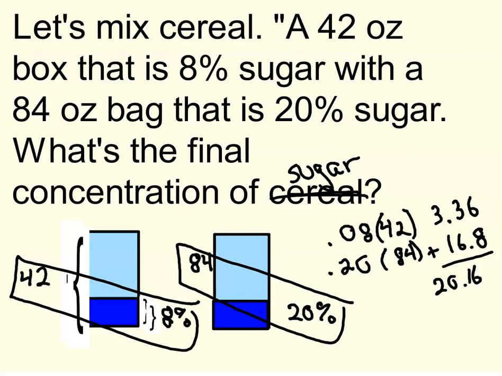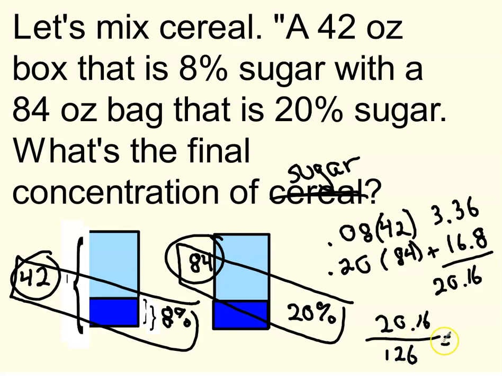ounces of sugar out of how much total? Well, I got 20.16 out of 42 and 84. So combined, that's 126 ounces of cereal. So we'll calculate the percentage from that. So 20.16 divided by 126 ounces is 16%. Okay, so I'm hoping you're getting the idea.